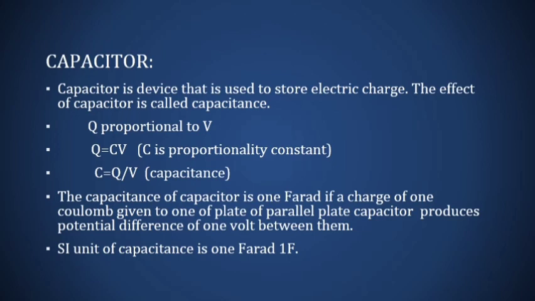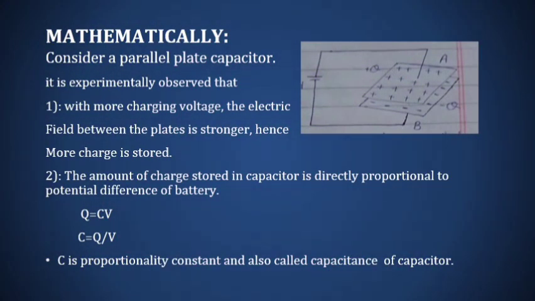The capacitance of a capacitor is 1 farad if a charge of 1 coulomb given to one plate of a parallel plate capacitor produces a potential difference of 1 volt between them. So the SI unit of capacitance is the farad. Now the mathematical explanation is given in this slide. Consider a parallel plate capacitor. It is experimentally observed that with more charging voltage, the electric field between the plates is stronger, hence more charge is stored.